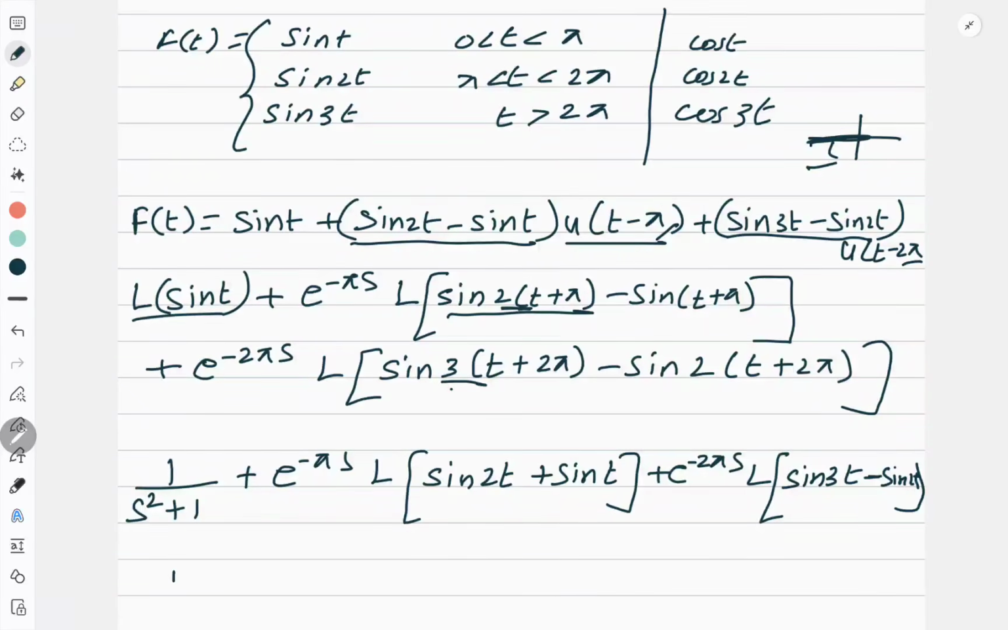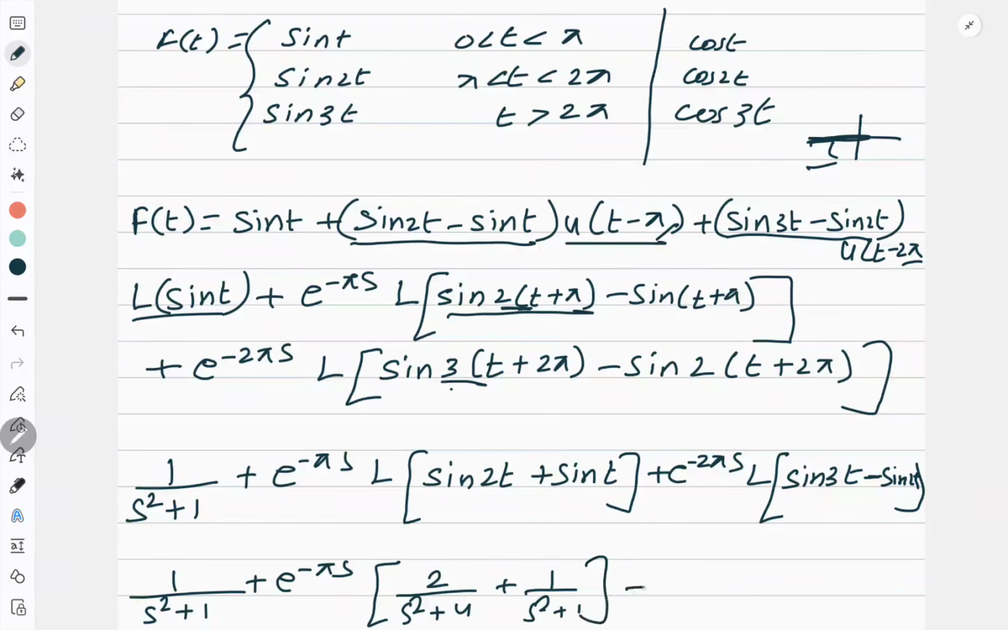Okay. Now write the answer. 1 upon s square plus 1 plus e to the power minus pi s, Laplace of sine 2t is 2 upon s square plus 4, plus 1 upon s square plus 1 plus e to the power minus 2 pi s. Okay. 3 upon s square plus 9 minus 2 upon s square plus 4. So this becomes my answer.